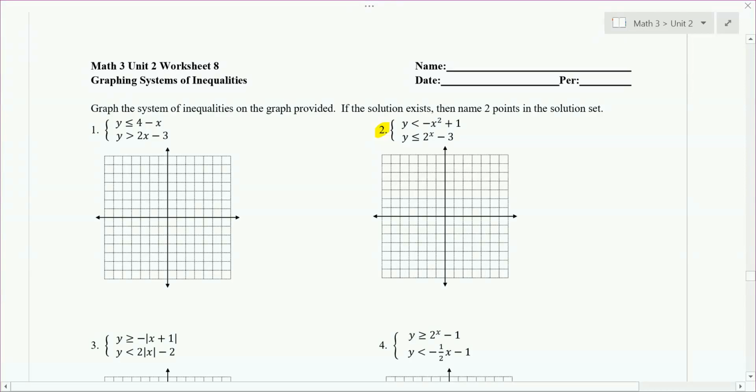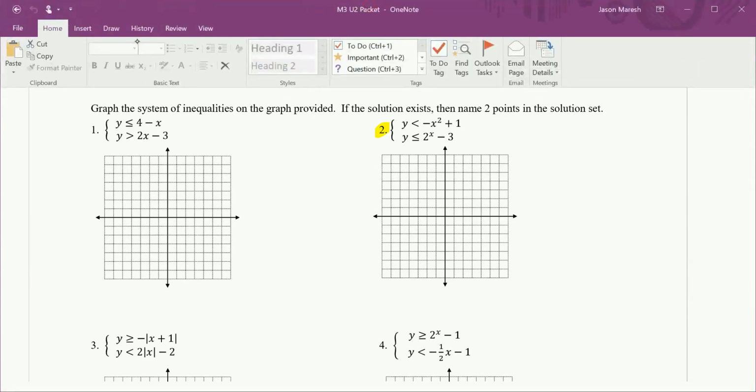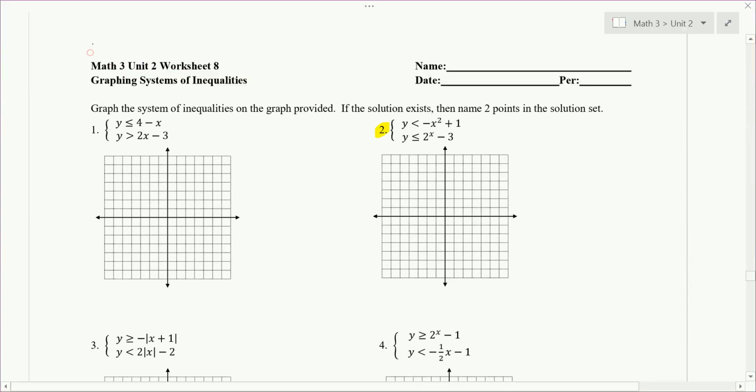I'm going to go over some problems on the Math 3 Unit 2 Worksheet 8. We're going to start with number 2. So in number 2 we have two inequalities that we need to graph. y is less than negative x squared plus 1 and y is less than or equal to 2x minus 3.